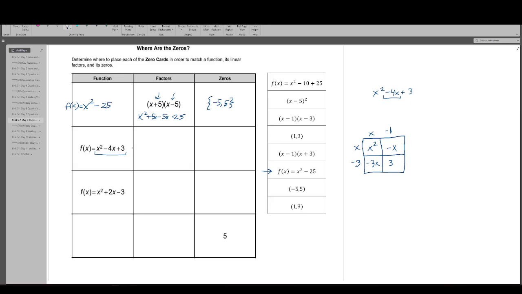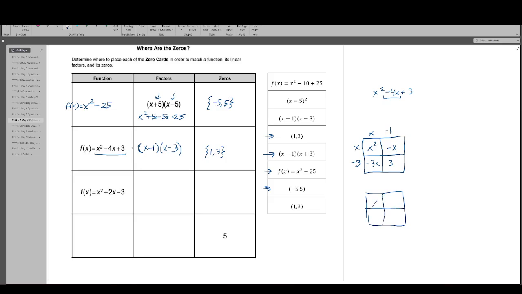So we end up with our factored form as x minus 1, x minus 3. That was this option right here. So we've used up that one, and that one. Our zeros then are the opposite of these, +1 and +3. So we'll do curly brackets, and then smallest to largest would be 1 and 3. It's a very bad curly bracket, so we go out and then back in. There we go.